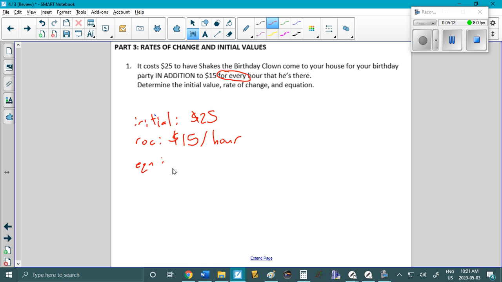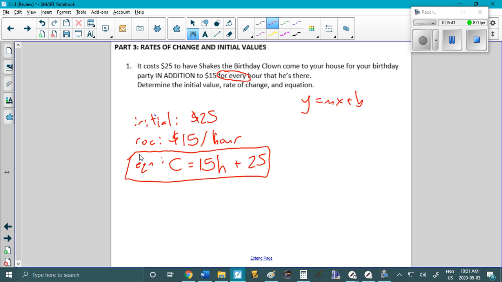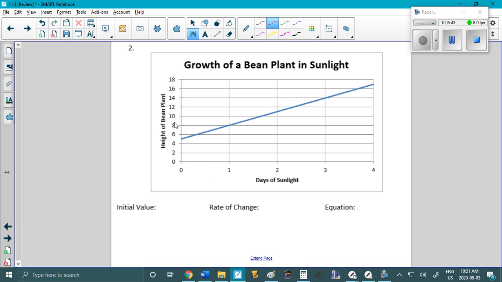And the equation is going to be C equals, because it's cost. Remember, these equations always look like y equals mx plus b. And then the m is the rate of change, so 15. The x is going to be the other variable, so h for number of hours. A lot of you are using little n's, and that's fine. And then plus b, b is the initial value, so plus 25. And you folks have been doing really well with this, so I'm not going to spend too much time on that. Okay, the second part of this is from a graph.